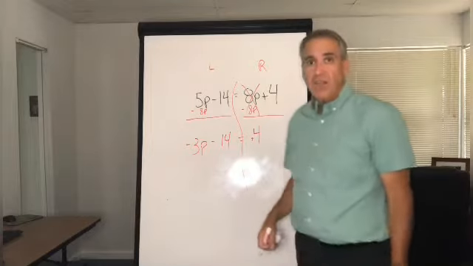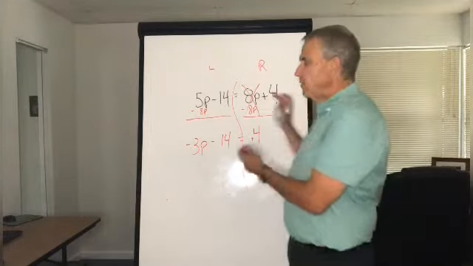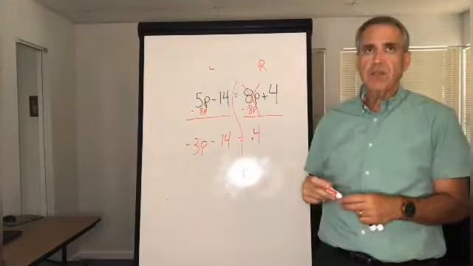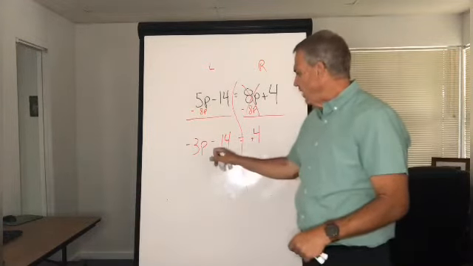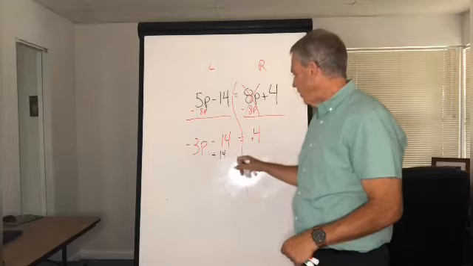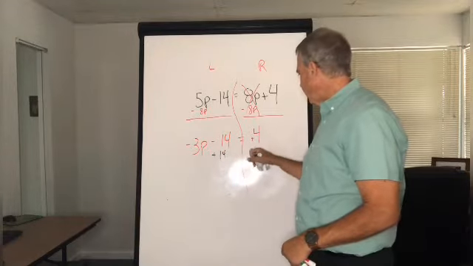So now we've done the first thing we had to do. We got all the letters to the left. Now we have to get all the numbers to the right. No worries. What's the opposite of a minus 14? Positive 14.